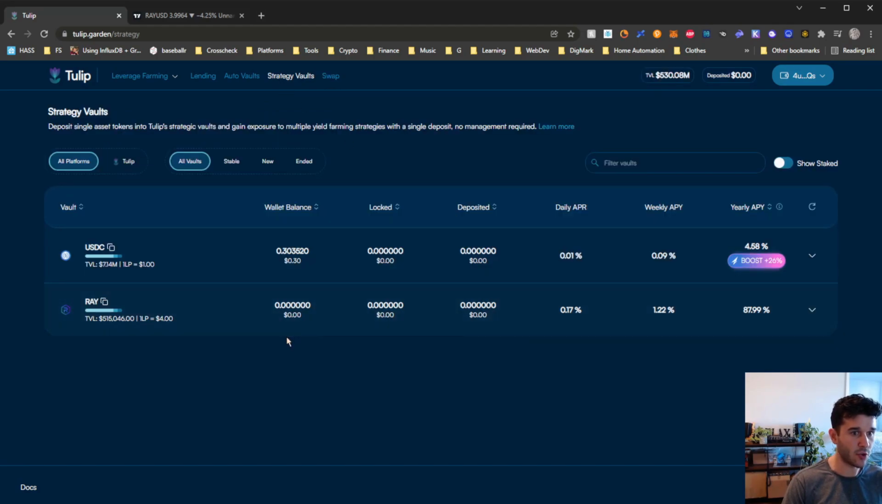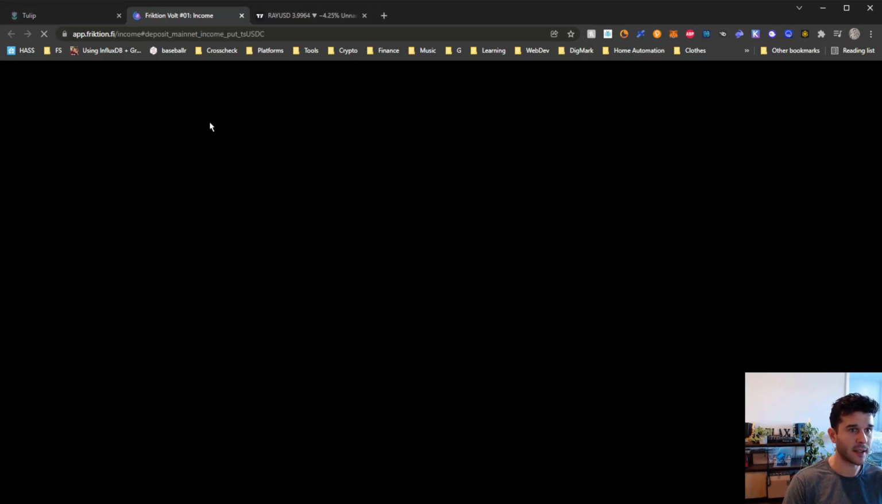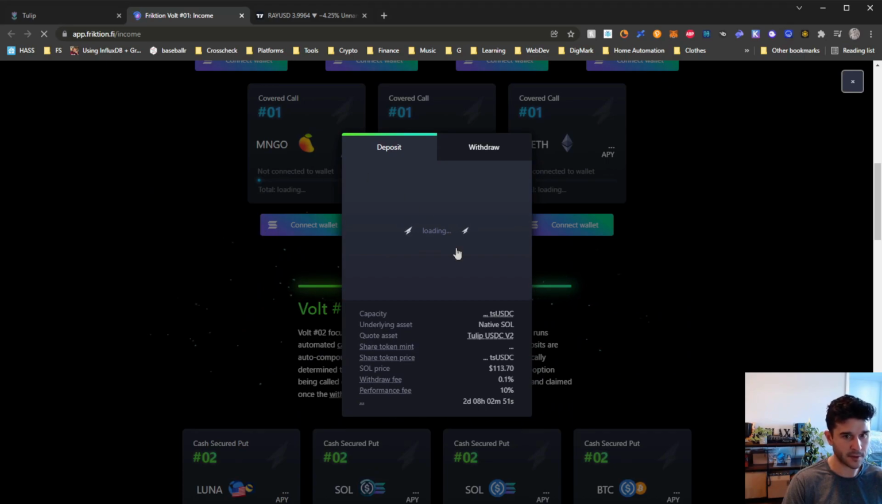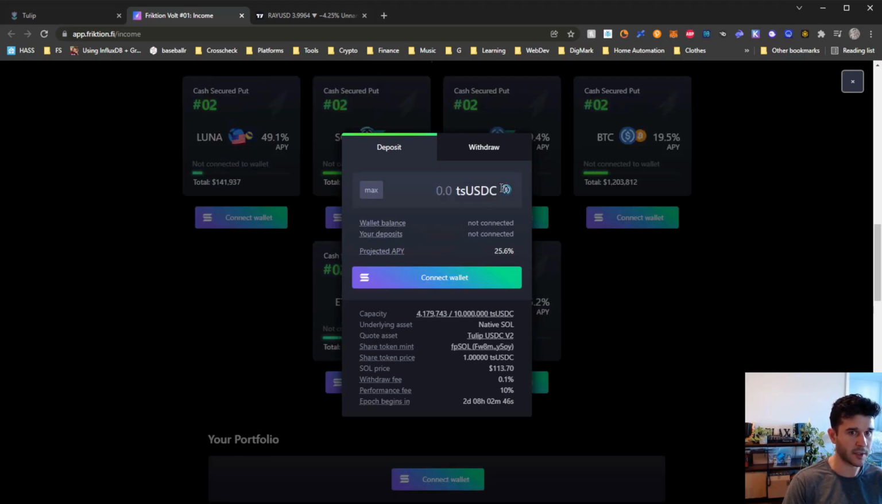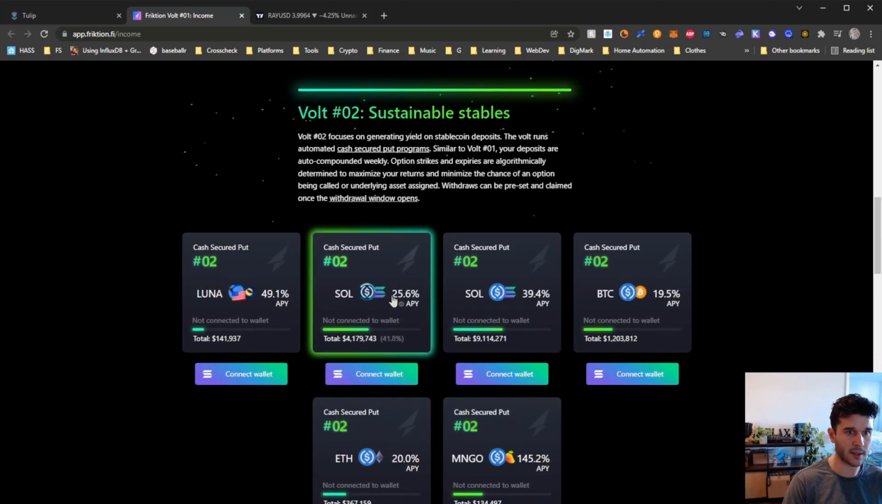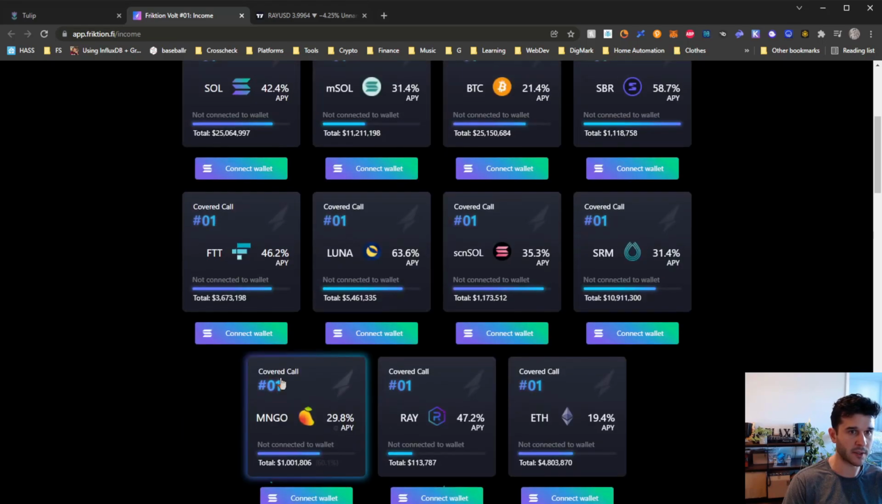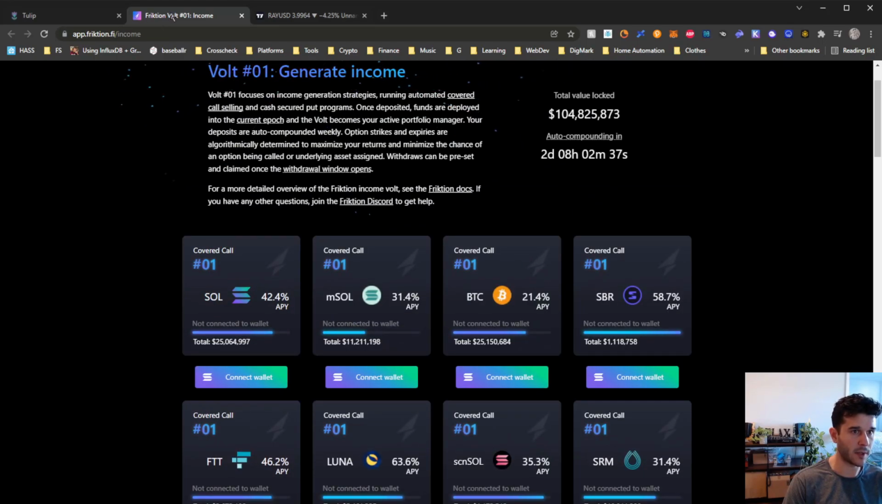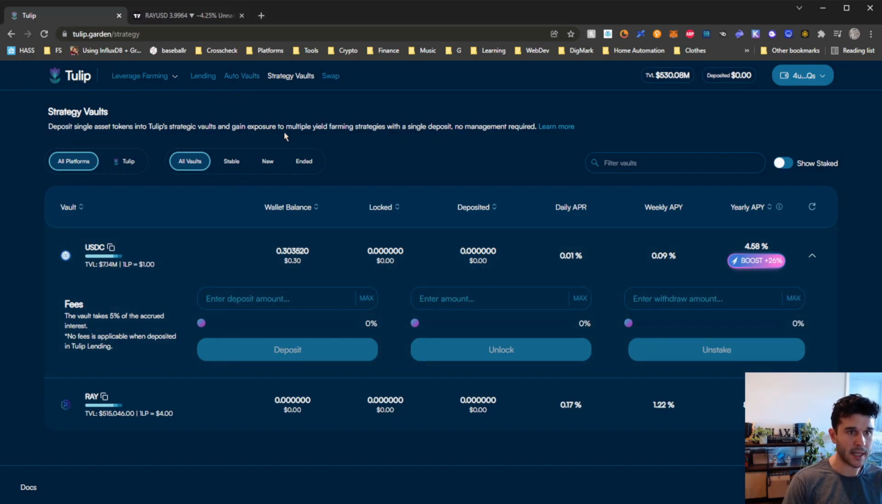Strategy Vaults is new. They have two assets. You can deposit into these pools or vaults, and they will use a number of various strategies to gain yield on them. They don't have a ton of information as to what these strategies are right now, but you can do it with USDC and you can do it with Radium. The USDC pool is about 5%. You can then deposit that token that you get into a Friction vault and gain some additional yield. Friction is an options strategy protocol that does covered calls and cash secured puts. That is going to be covered in a different video, but I do really like that protocol as well. So that is the strategy vaults.